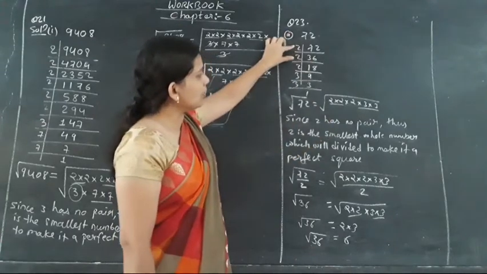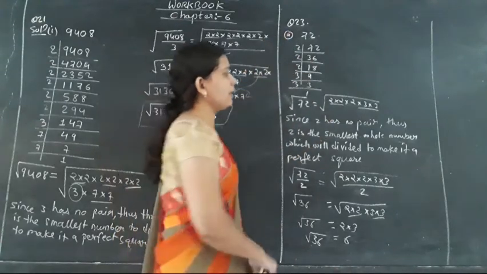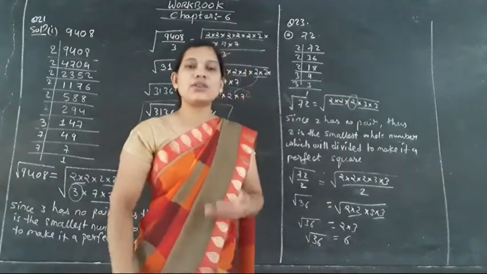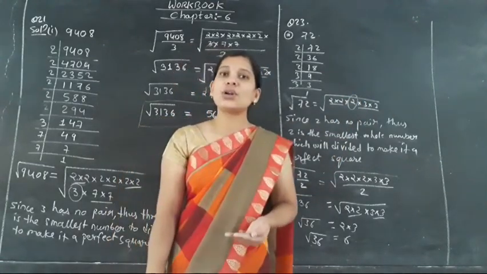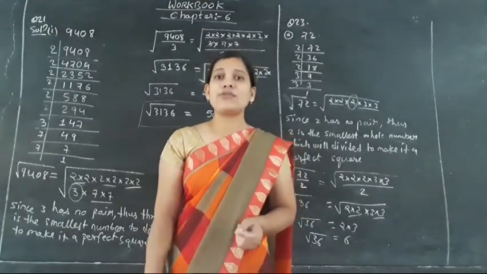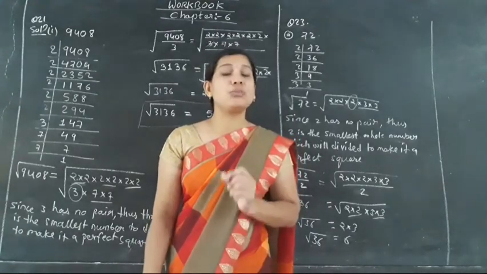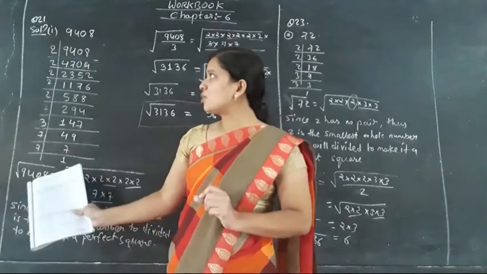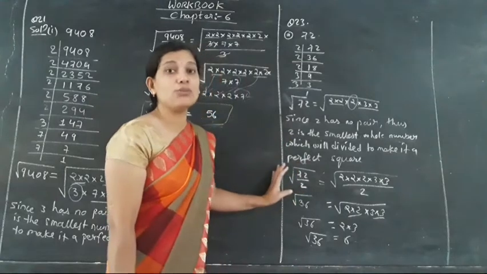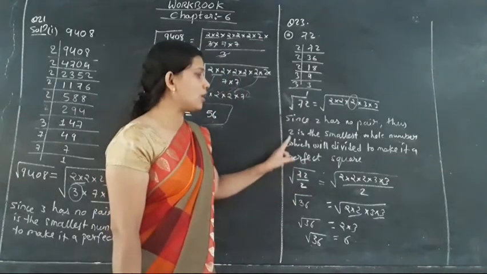So this 2 is the pair, this 3 is the pair, but here you can see that this 2 does not have a pair. If it does not have a pair, that means 72 is not a perfect square. To make 72 a perfect square, we have to find the smallest number that should be multiplied. Here in question number 21 it is divided, but in question number 23 it is said to multiply. Okay, so that smallest number will be 2.